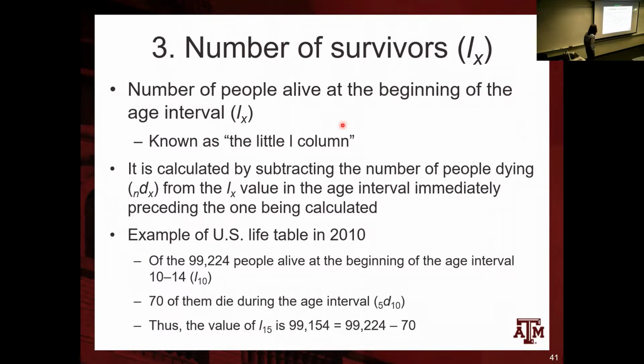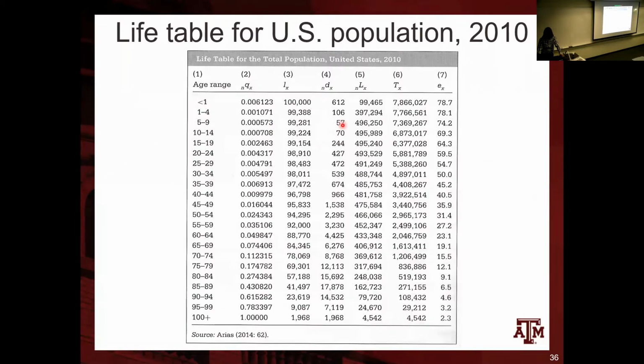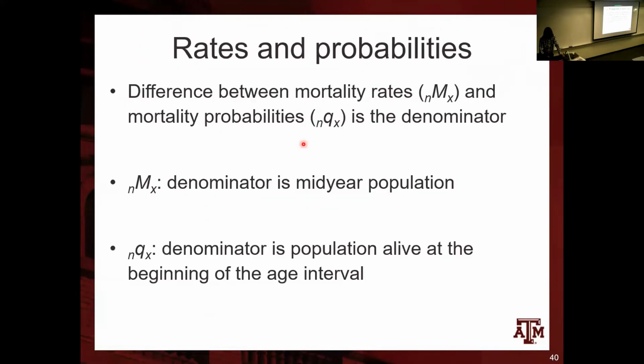So from that one, of the 99,224 people alive at the beginning of the age interval from 10 to 14, this one times this probability of dying, 70 people will die. If 70 people die between the ages of 10 to 14, this minus this, we will have this amount surviving to age 15, right?